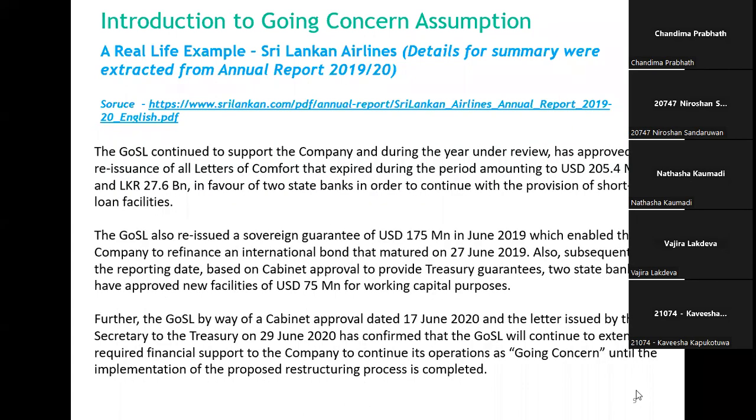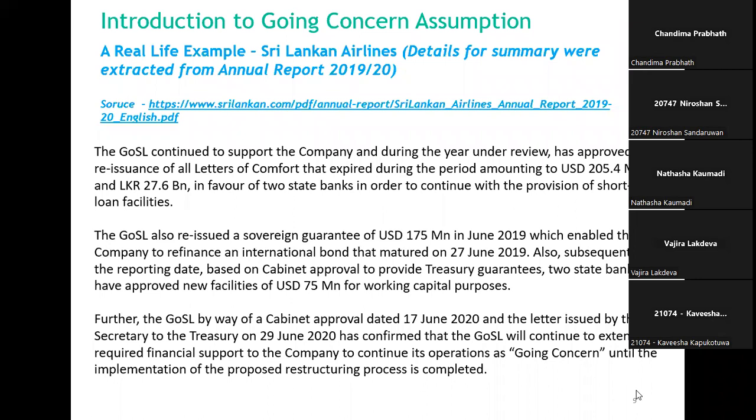Then the other one, the GOSL continued to support the company and during the year under review has approved the reissuance of all letters of comfort that expired during the period, amounting to US dollar 2.54 million and LKR 27.6 billion, in favor of two state banks, which is BOC and People's Bank, in order to continue with the provision of short-term loan facilities.